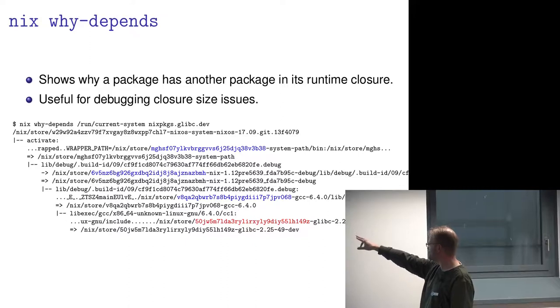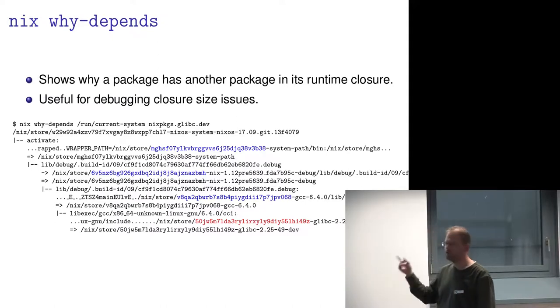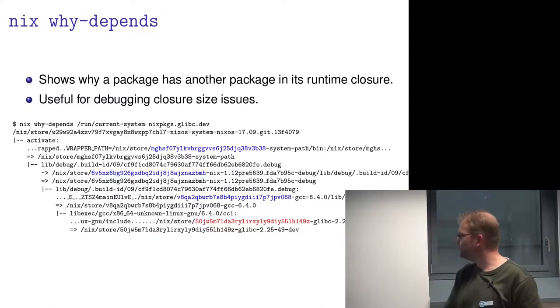So here there is a chain of dependencies going from the top level path through system path, through some debug path, through GCC to glibc-dev. So here the problem that's going on is that I had some debug symbols in my environment, and apparently those trigger a dependency on GCC, which triggers a dependency on the glibc developer outputs.